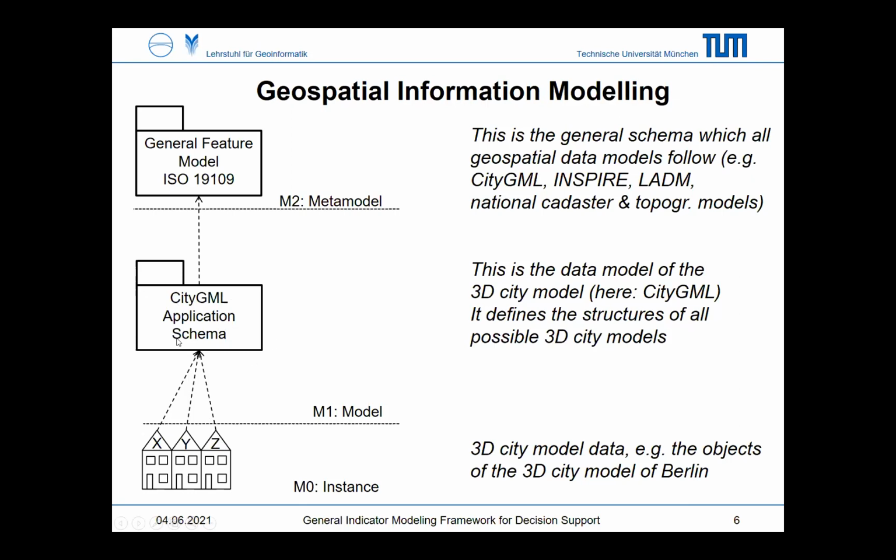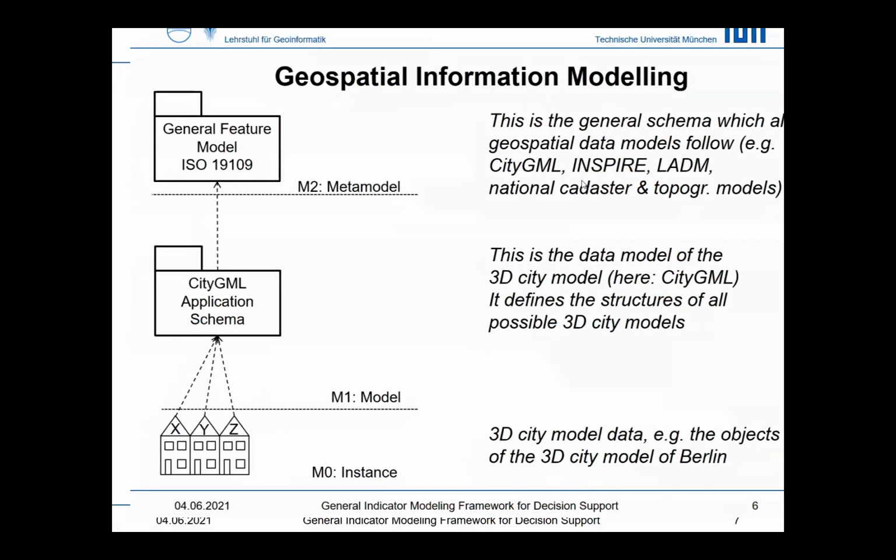However, that data model again follows a certain principle, which is defined here with a general feature model. The interesting part is that, for example, the INSPIRE data models would be, you could say, brothers or sisters to CityGML, and the national mapping agency data models like OS MasterMap are also brothers of CityGML, because all of them are modeled according to the general feature model. And LADM would maybe also belong to that.